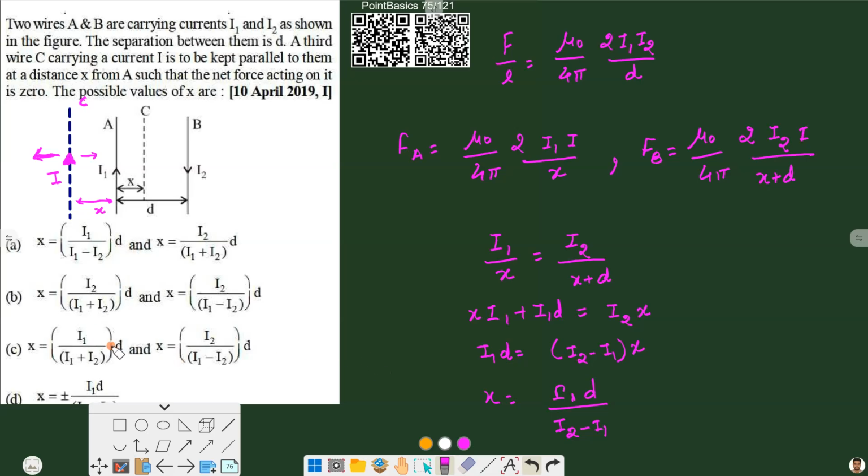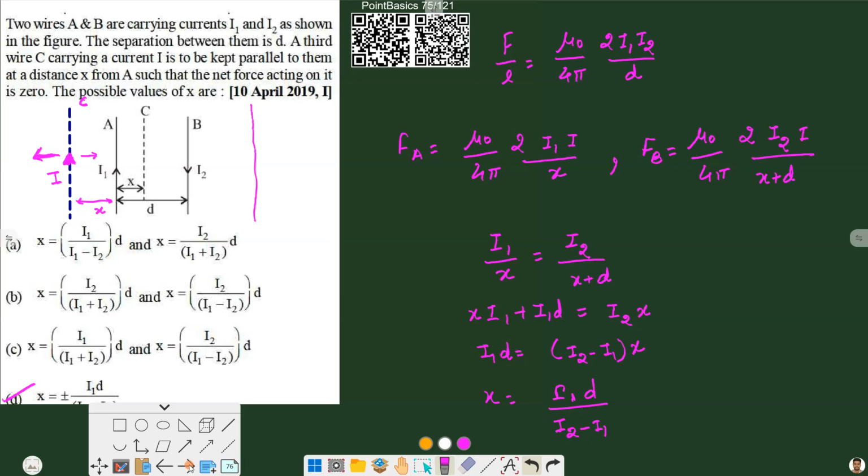So I1 d by I2 minus I1, I think this is the last option which was missing for us. So option D will be the right answer. And the same can be done by taking this wire on the right side. We will get the same answer just with a negative sign. So the answer will stay the same. So option D will be the right answer here.